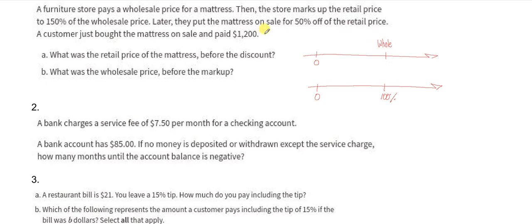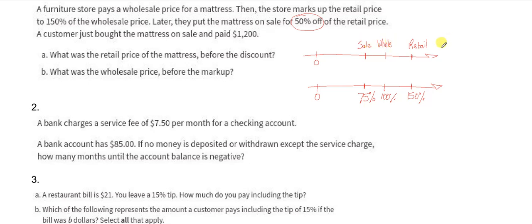We do know that they marked it up to 150% of the wholesale, so that would move us up to 150% of what the wholesale used to be, and we can call that the retail price. And then they cut that price in half. How do I know in half? Because it said 50% off. So half of 150 would put me right here perfectly at 75%. And this is going to be the sale price.